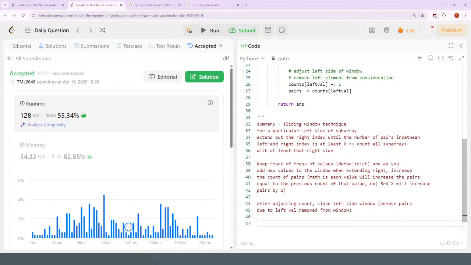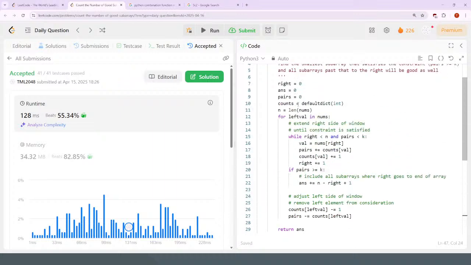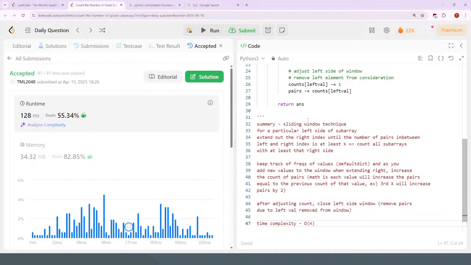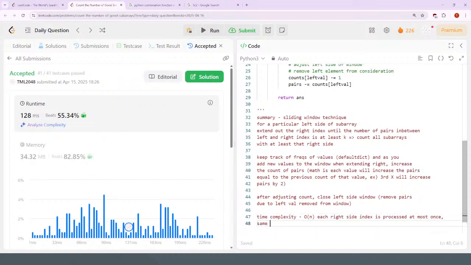Alright, this is going to be a linear time technique. You go through all the rights, each right side index is processed at most once. Same for left.